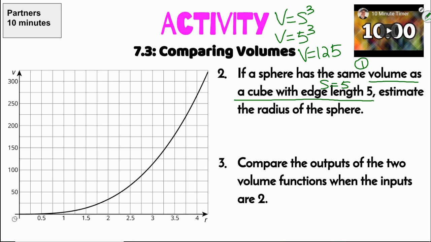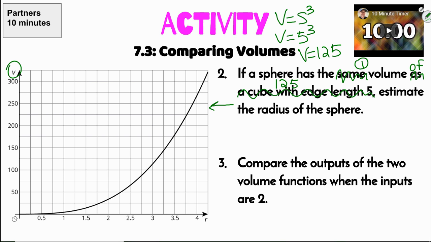Okay. So I'm going to go ahead and rewrite this sentence so we can answer it. If a sphere has the same volume as a cube with edge length 5, well, we know what that is. So if a sphere has, let's say, the volume of 125, because we know that's the volume we're referring to, it wants us to estimate the radius of the sphere. So now we have to go over to our graph and look at our volume.